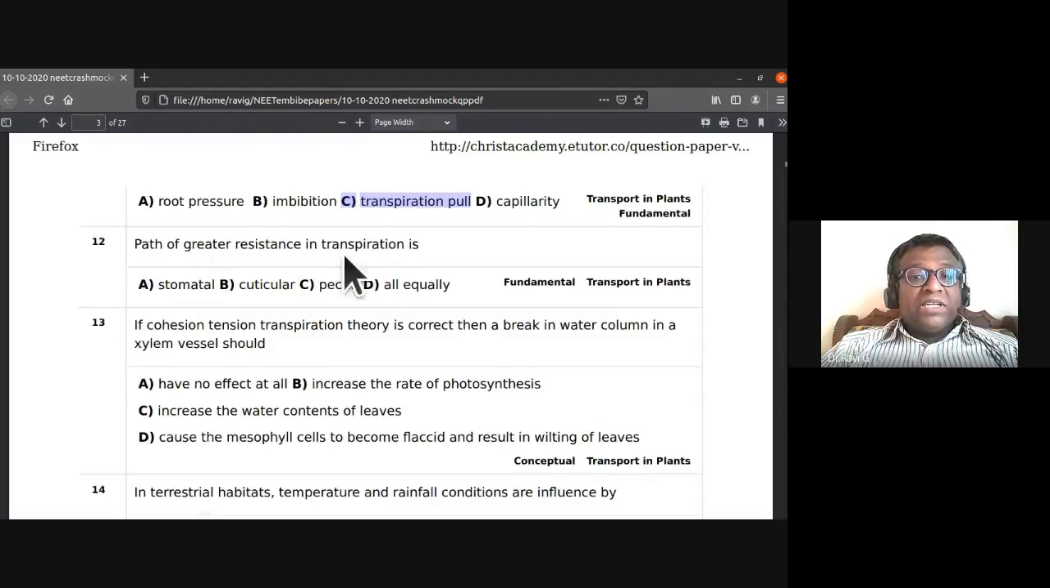The path of greater resistance in transpiration is, so which is going to resist transpiration? Generally, the presence of cuticle prevents the water from evaporating. Only when there is damage to the cuticle, there would be cuticular transpiration. So the greater resistance in transpiration is by the cuticle. The waxy layer deposited on leaves and stem prevents loss of water. Only when there is damage to the cuticle, transpiration can take place from that damaged part. We call that cuticular transpiration.